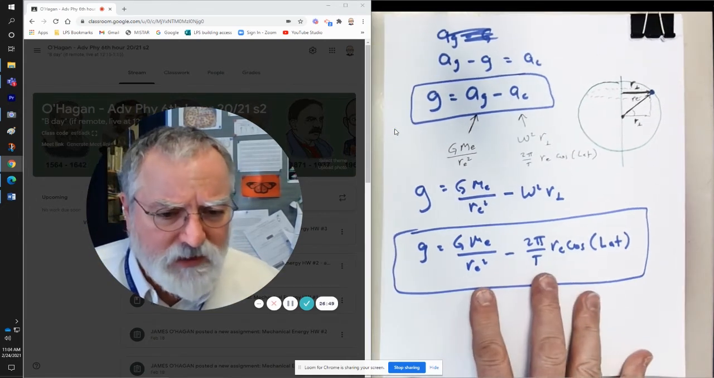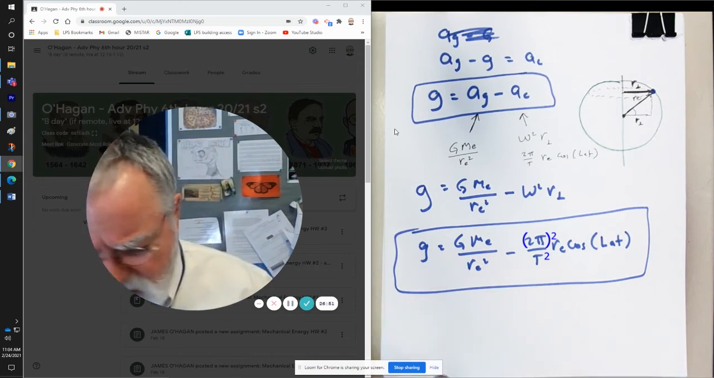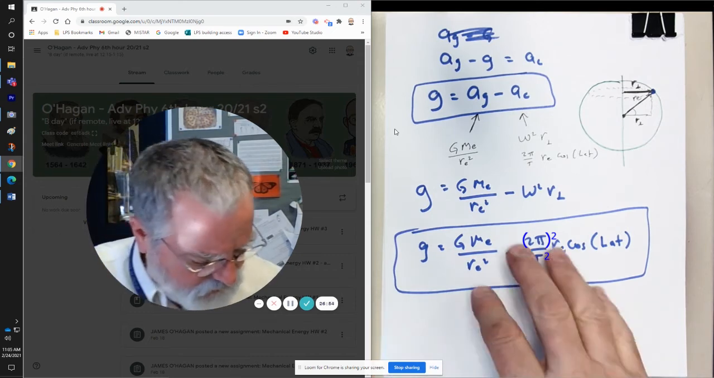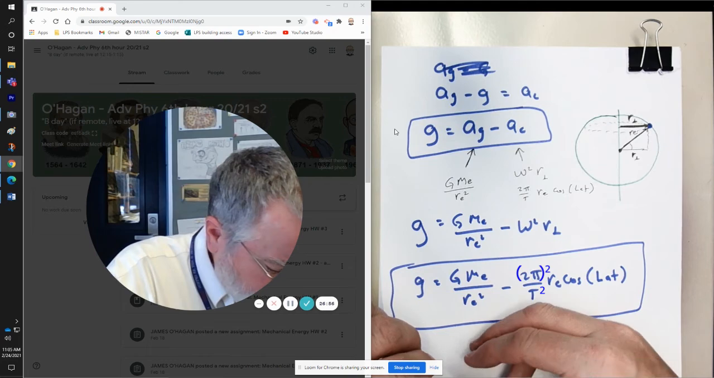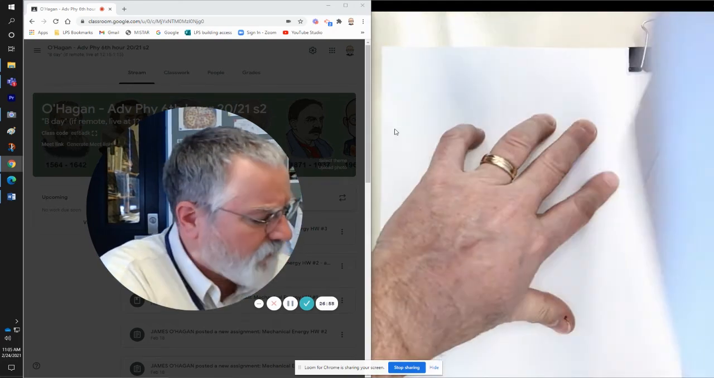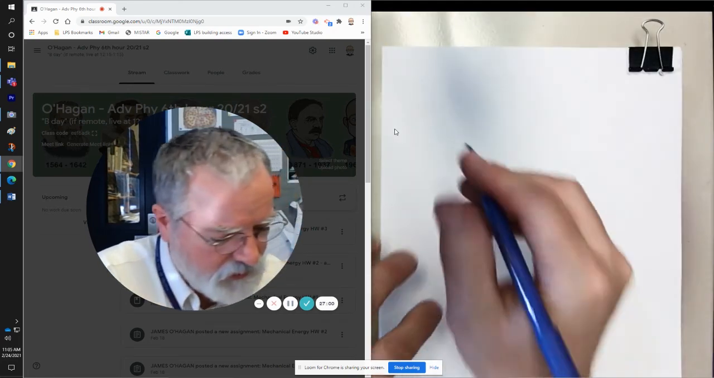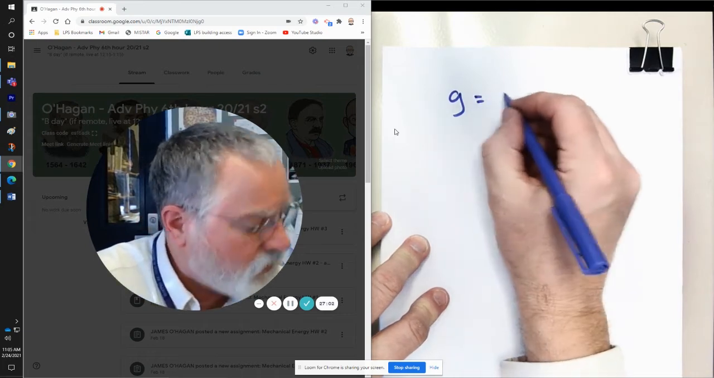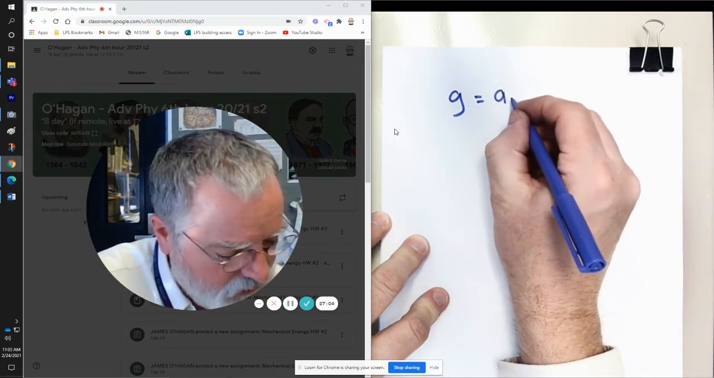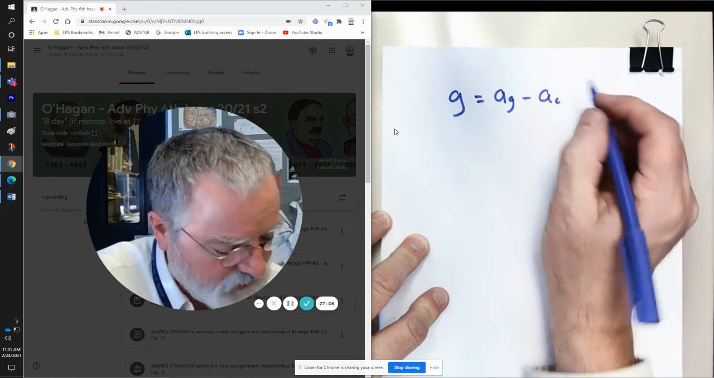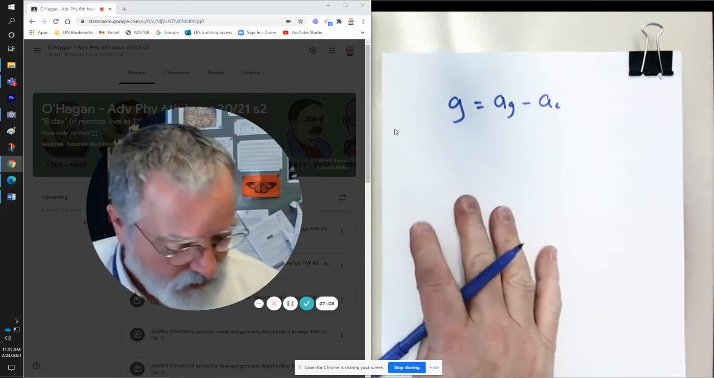And let's talk about that. Why is g just a little bit smaller? I think it makes sense. Imagine, I'll do it on the next page. All right, and let's write this up here again. g is equal to acceleration due to gravity minus the centripetal acceleration. So g is going to be a little bit smaller.